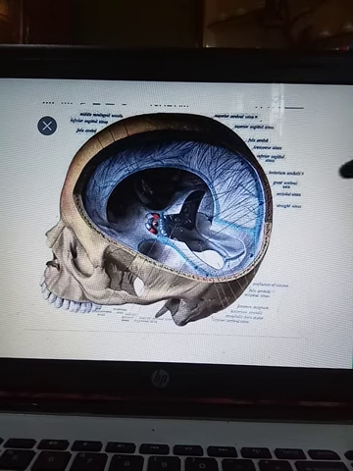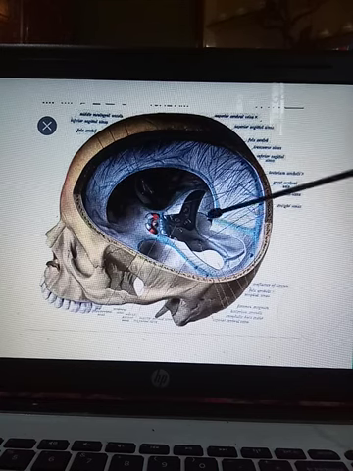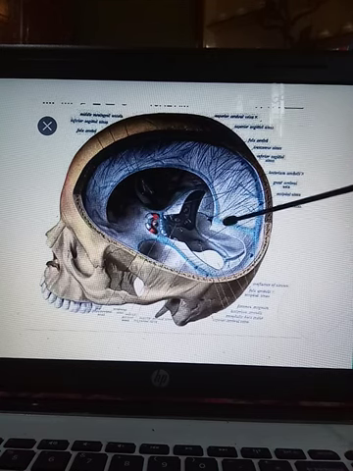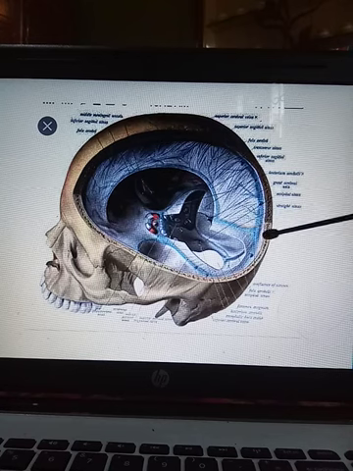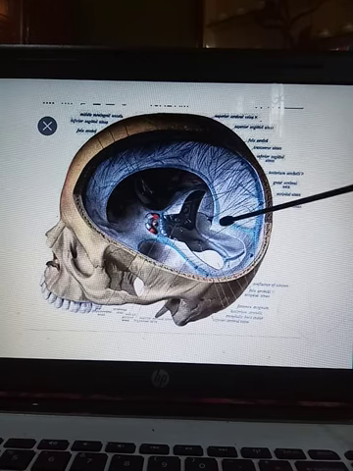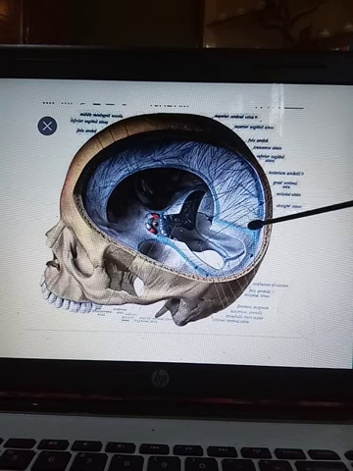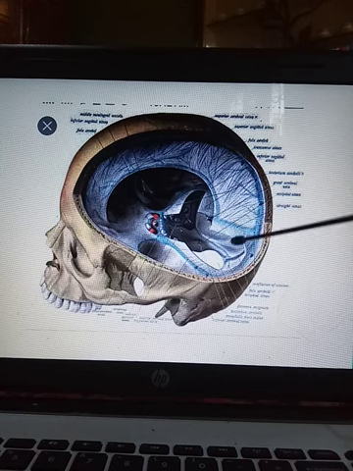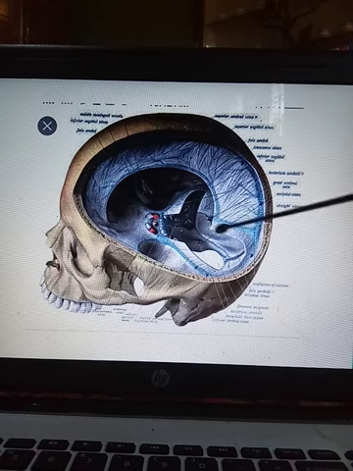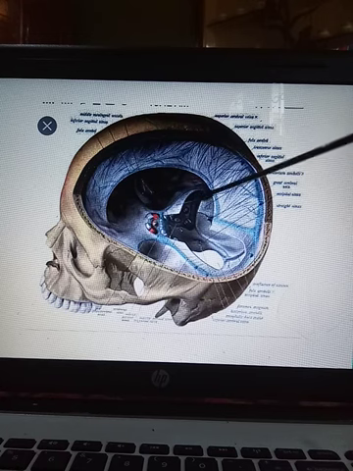Then this falx cerebri, its base, as we are seeing here, this is the base. Here you can see the presence of a sinus called as the straight sinus. This straight sinus rests on the superior surface of the tentorium cerebelli, which we will be seeing in the next pic. Once more, I will demonstrate for you the falx cerebri.